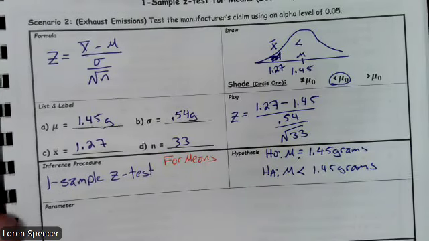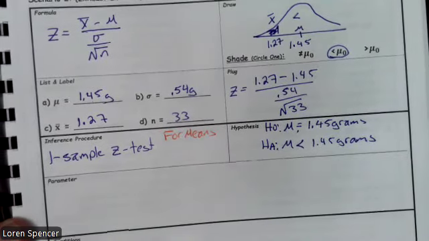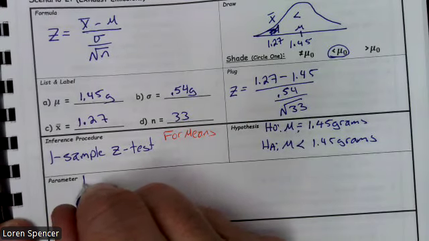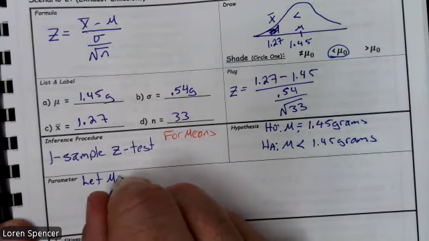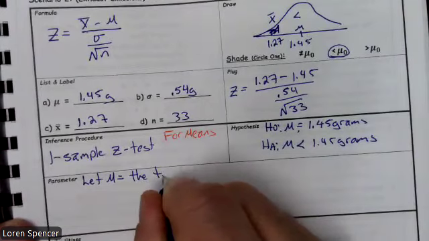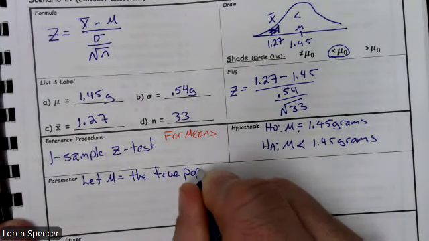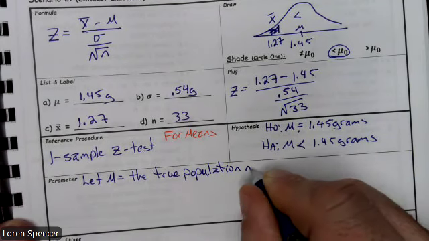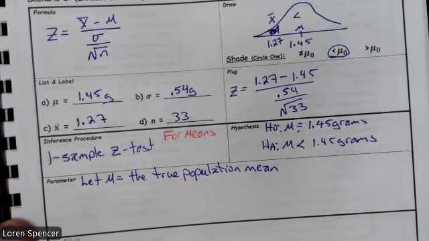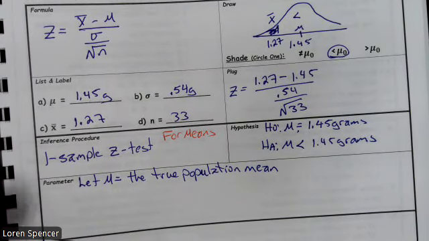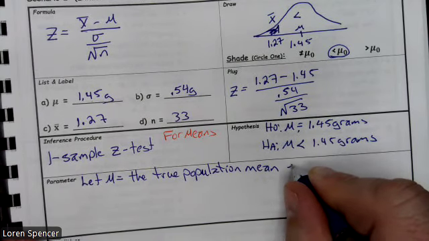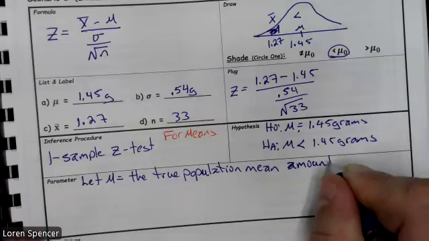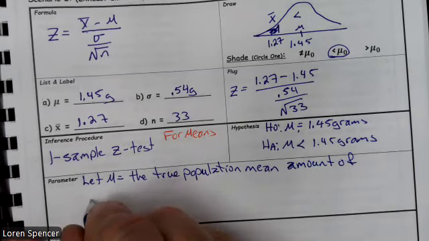The next thing it asks us to do is define the parameter. It's always going to be let mu equal the true population mean. Now what did we care about? Exhaust level or nitrous oxide level. I'm going to just say exhaust. Mean amount of exhaust.